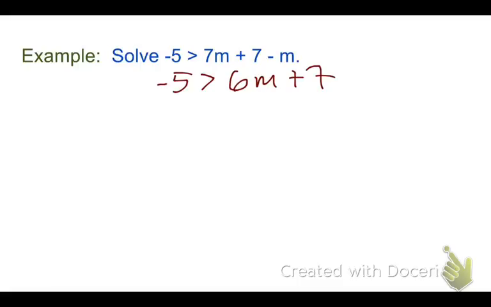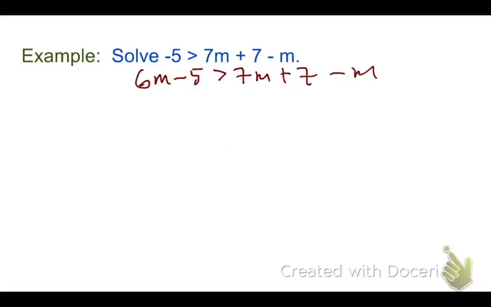I will subtract 7 from both sides. And so what I end up with, all right, slight mistake. There should have been a 6m on the left-hand side.